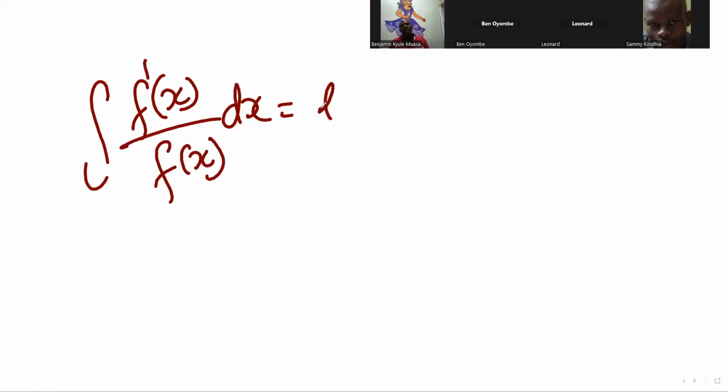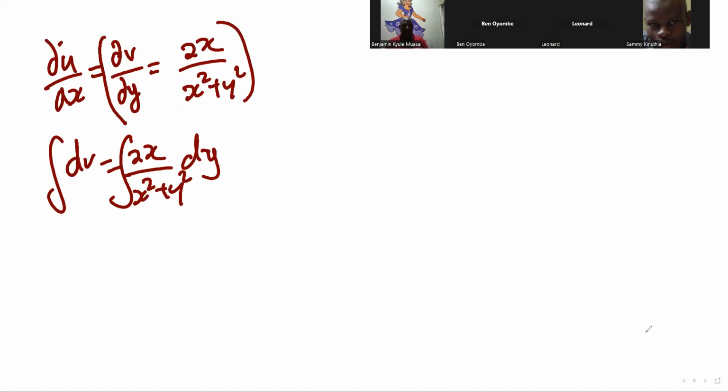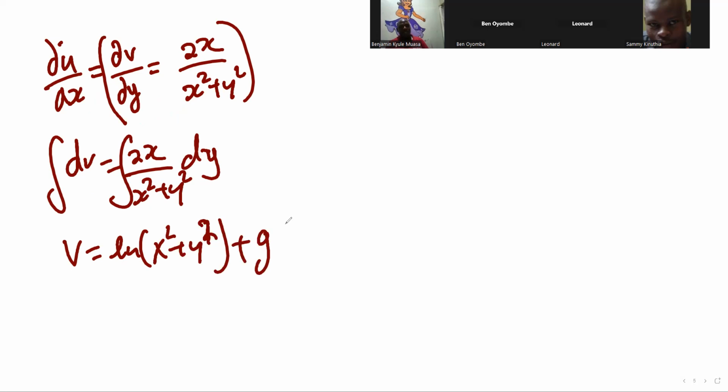Integration of f'(x) over f(x) dx, the answer is what? ln of f(x), like that, plus c. And you can see clearly that if we differentiate the bottom, we get 2x, which is just like the one on the top, okay? That means our v is equal to ln of x squared plus y squared plus something like g(x).